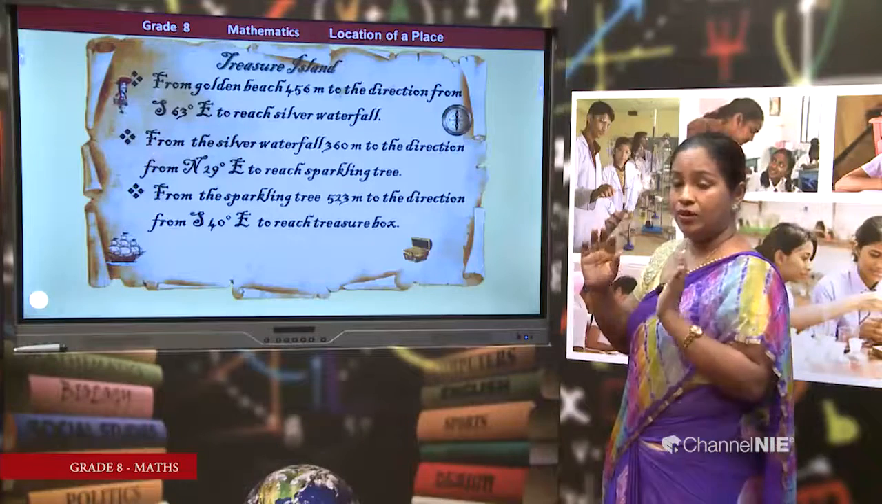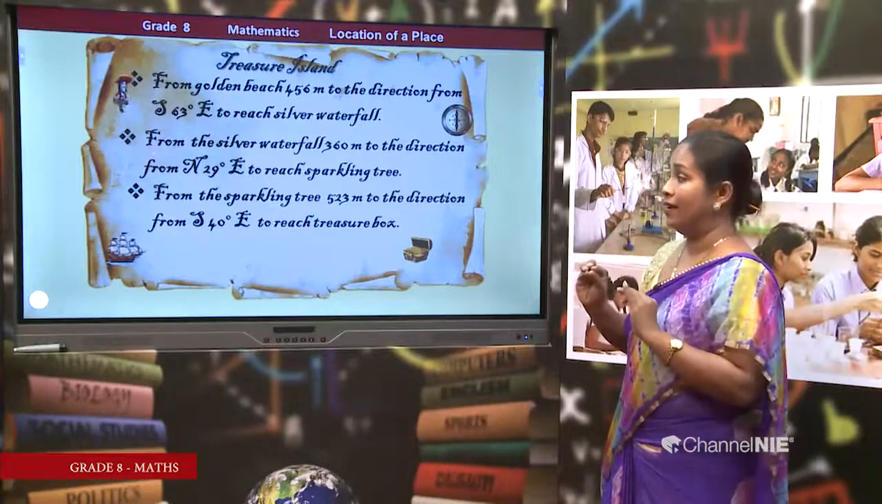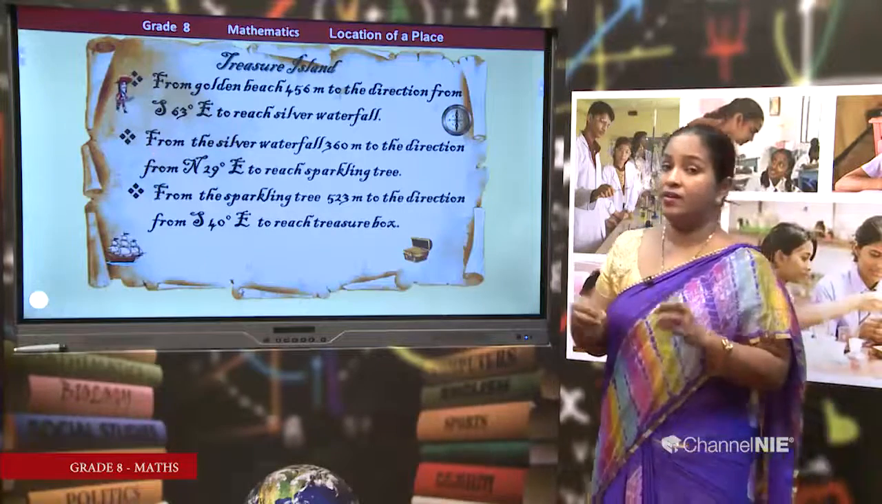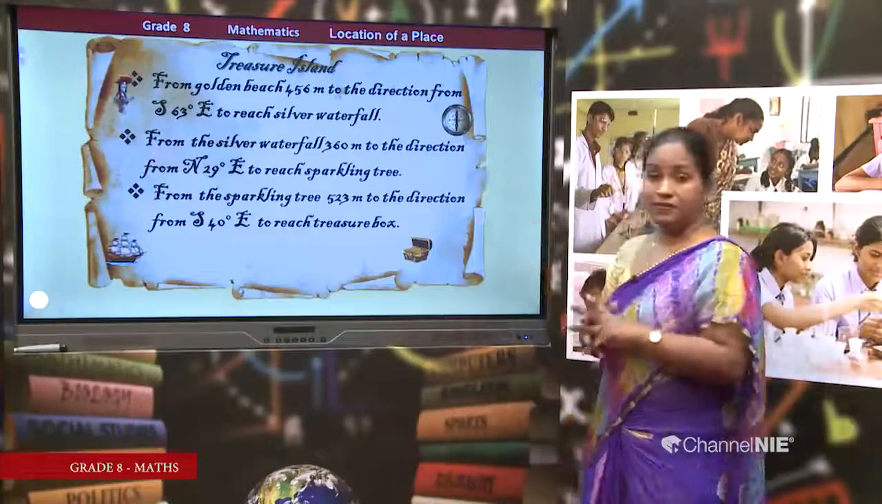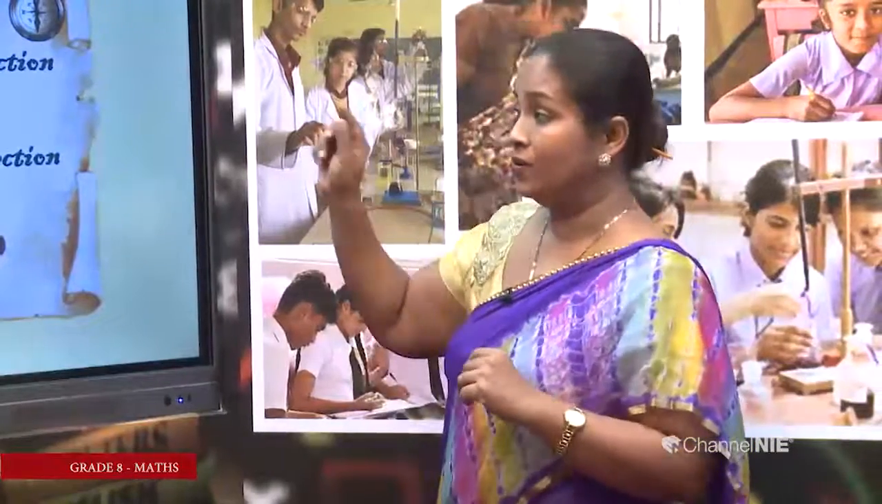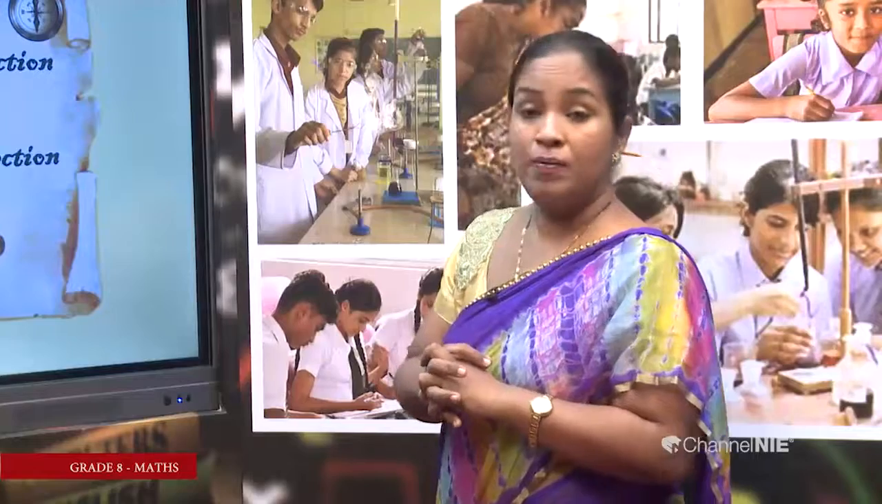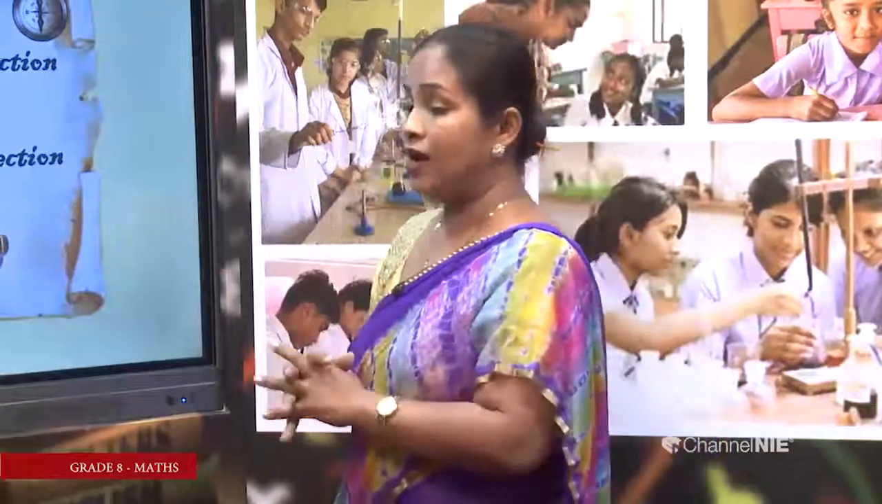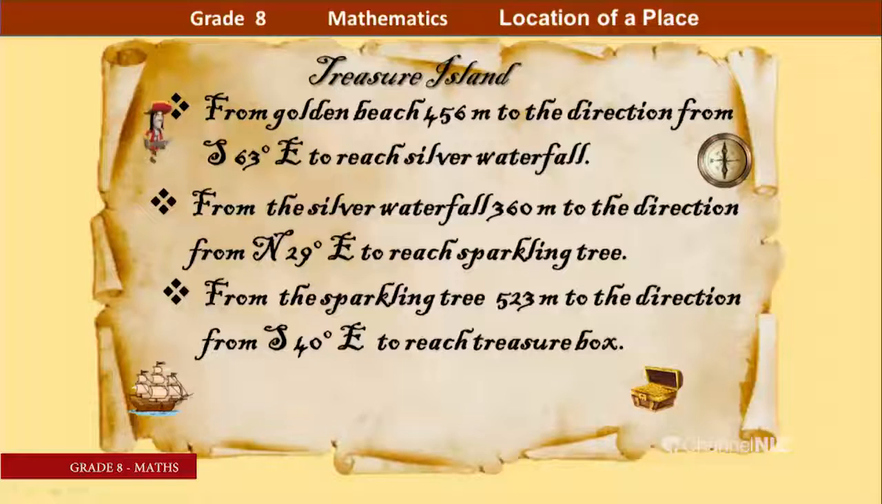So, make sure you follow the steps correctly and the direction should be very accurate. Otherwise, you can't find these things. Okay. So, be sure about the distance that you should walk or travel. Finally, the last step. So, now you are at where? Now you are at sparkling tree.